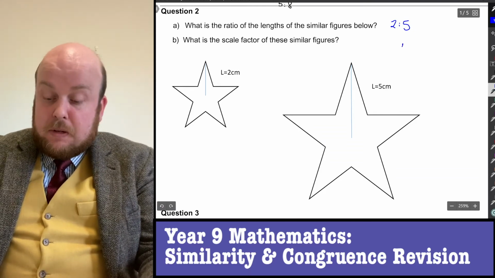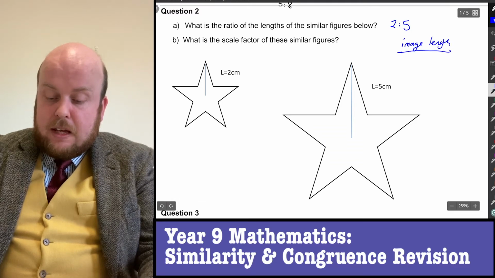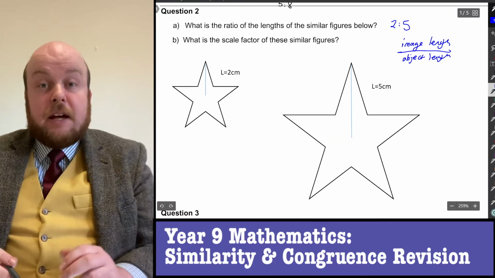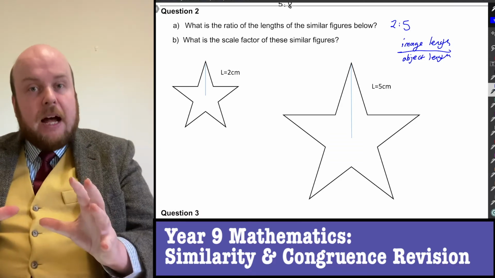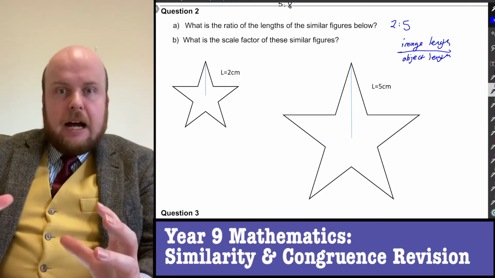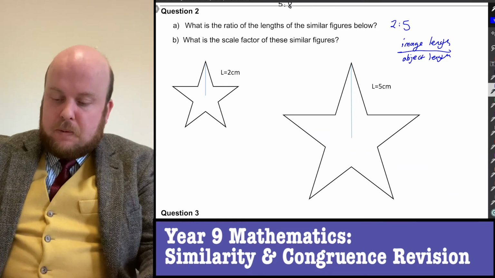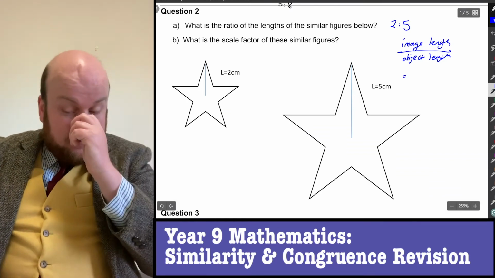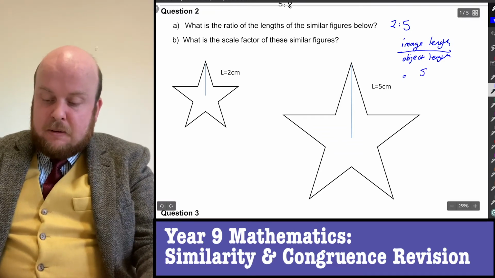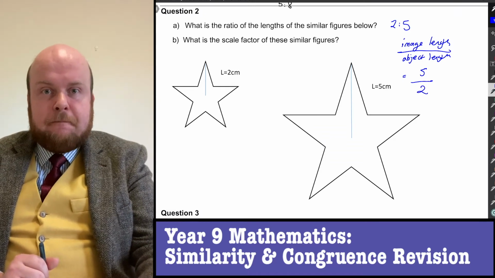What we want to do is the image length over the object length. In this case, I'm treating the larger star figure as the image, as in the enlarged or the thing that has changed, and the object, the original one, was this smaller one. So the image length, using this length of 5 centimeters, would be 5 over 2. And there is our scale factor.